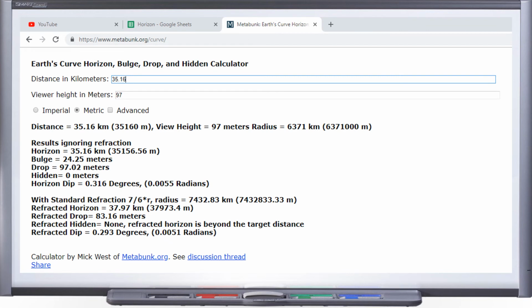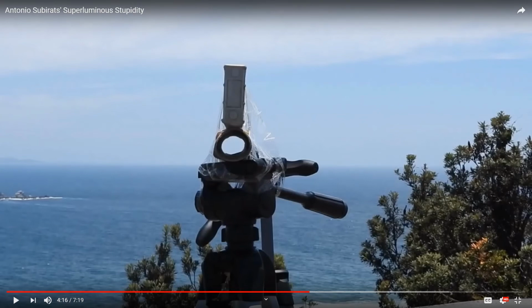So that was a lot of math I did, so I thought I'd go check Metabunk, see if they have the same answer. And for a 97 meter viewer height, I get, woohoo, 0.316 degrees. So we are in agreement on that. That's good news. So then let's take a look. The question then becomes, do you think that is 0.316 degrees above the horizontal there? And really it looks like a lot more than that.